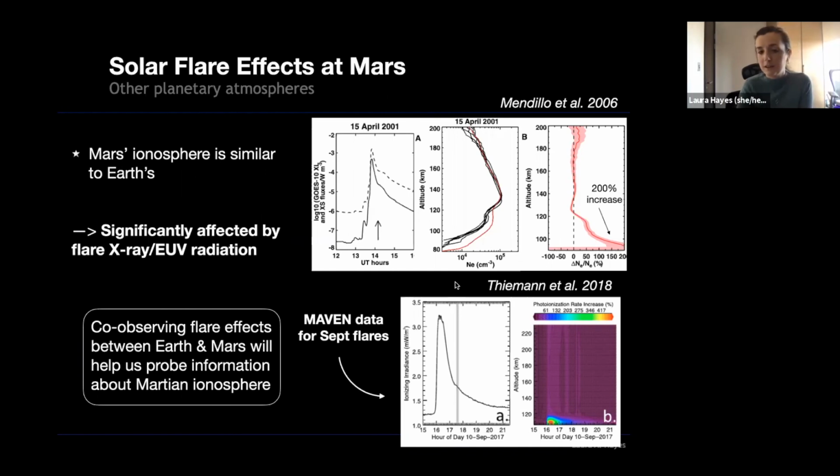And similarly, if we're going to send someone to Mars, radio communications are important if they're on the ground, and they're going to have the same problems that we have here. They're going to need to be able to mitigate ionospheric impacts on radio signal communications, et cetera.